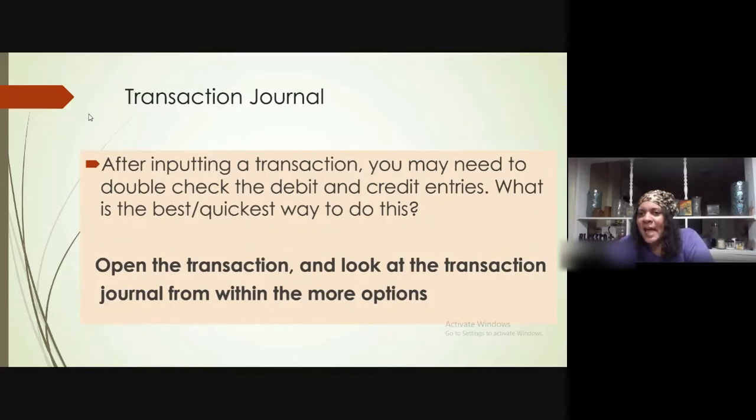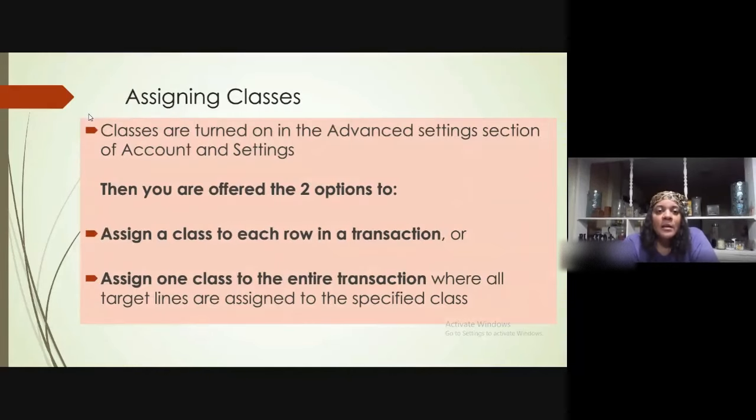The transaction journal. After inputting a transaction, you may need to double check the debit and credit entries. What is the best or quickest way to do this? The answer would be open the transaction and then look at the transaction journal from within the More Options link. So you go back into that transaction, you go to the bottom and you click on More Options and you look through the transaction journal to double check those debit and credit entries.